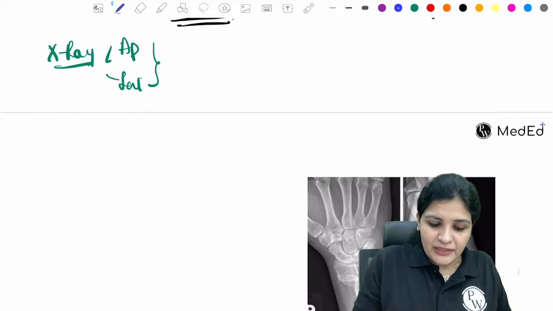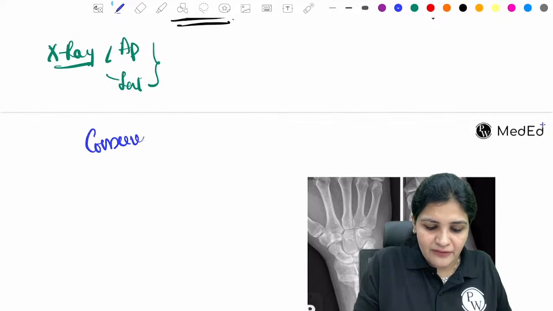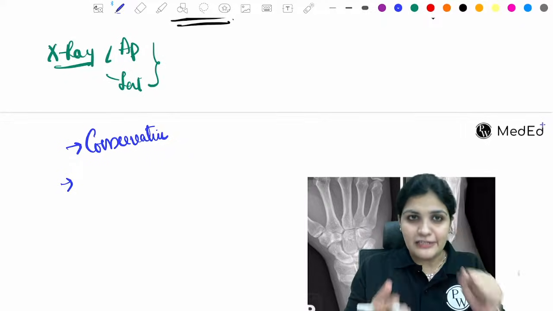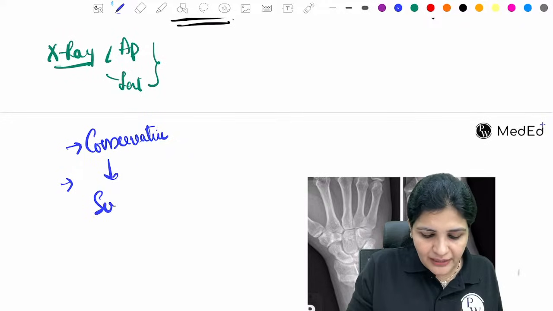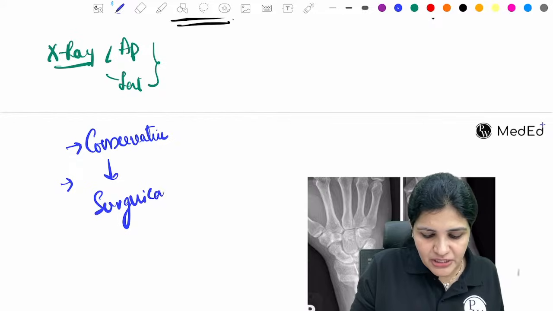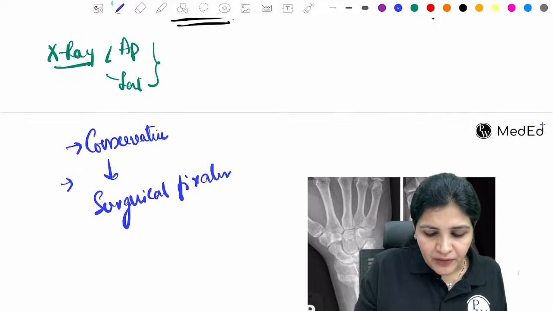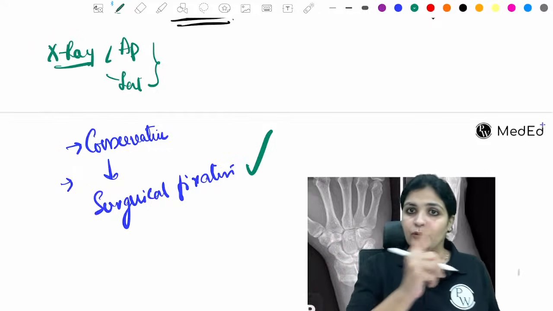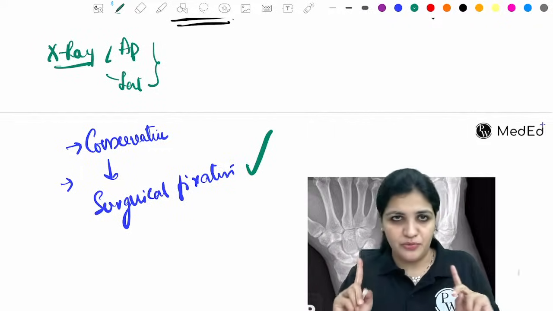And again, how do you treat it? You can treat it either conservatively, or because of this volar displacement, and because, if you remember, the flexors on the volar side are a little strong, usually they tend to go for a surgical fixation in case of your Smith's fracture. So Smith's fracture, mostly it is surgical fixation. In the Colles fracture, mostly it is conservative treatment, right?